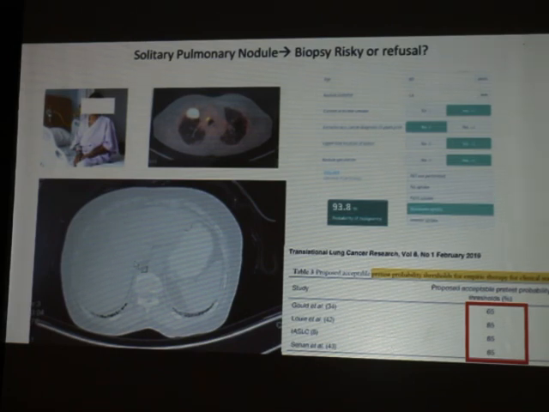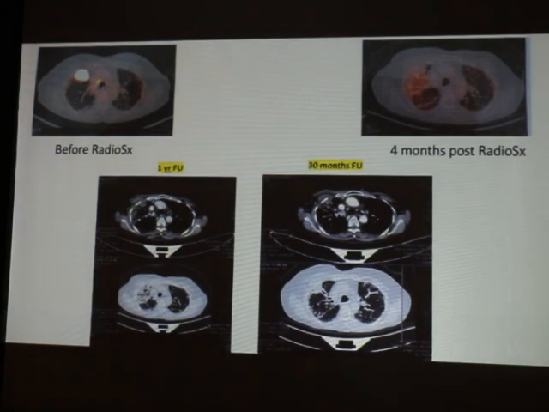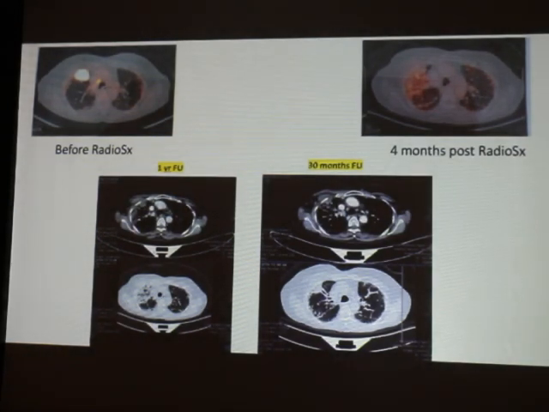So this is one of our patients, and we went for radiosurgery based on this calculator and guideline. If the probability of cancer is more than 65%, you can go for radiosurgery. This is before radiosurgery. This is after radiosurgery, 4 months post radiosurgery. And then you can see a 1 year follow-up and a 30 months follow-up of this patient, without any surgery, without any chemotherapy, without any immunotherapy. So this is the beauty of radiosurgery. This was in a patient where we could not do the biopsy.